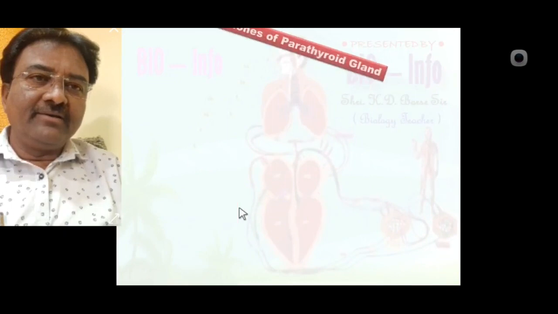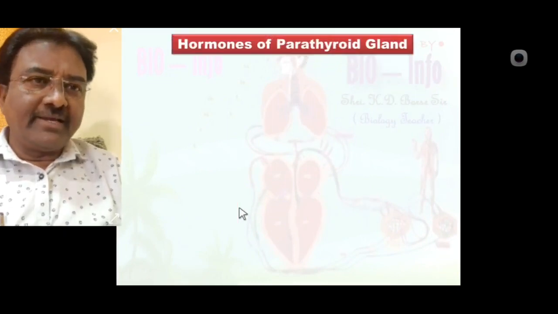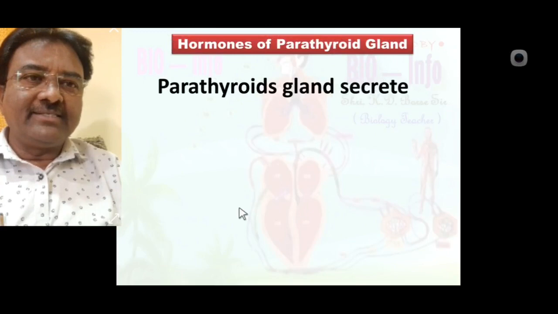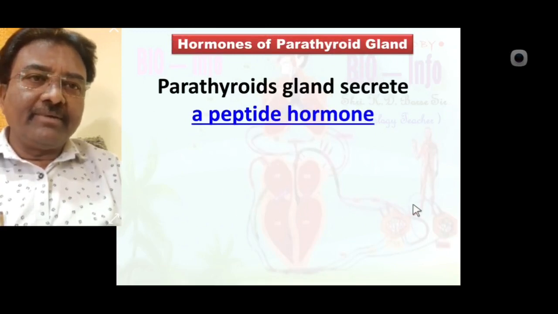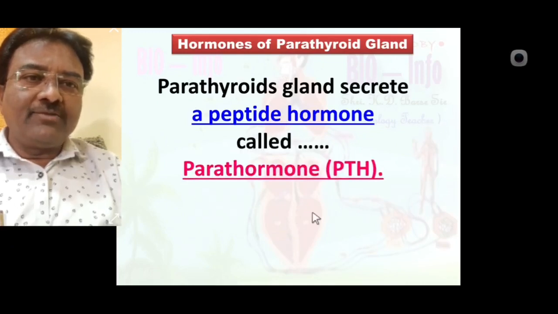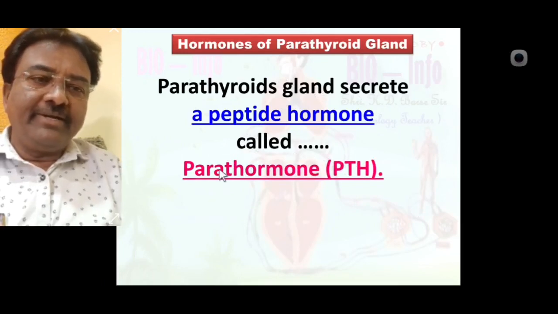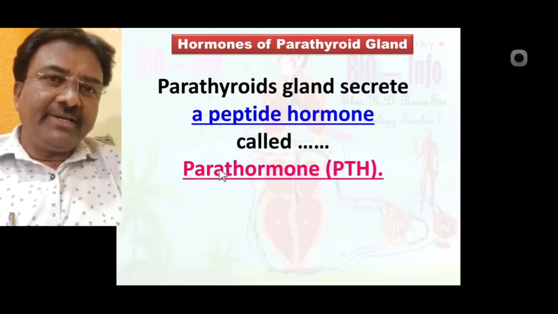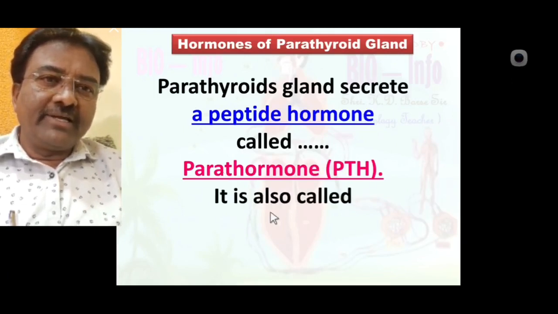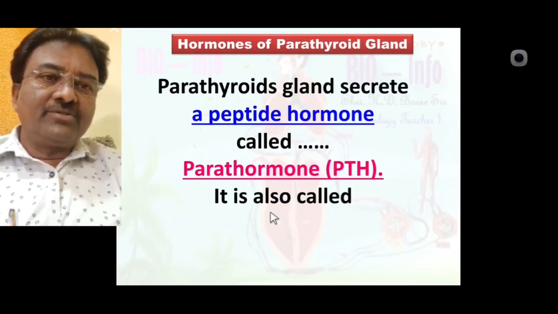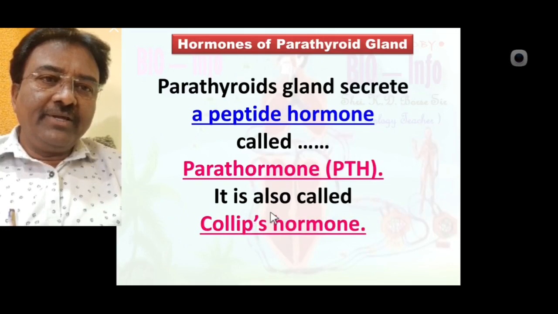Now we learn the hormones of the parathyroid gland. The parathyroid gland secretes a peptide hormone called parathormone, in short PTH. PTH means parathormone. So the parathyroid gland secretes parathormone, also called Collip's hormone.